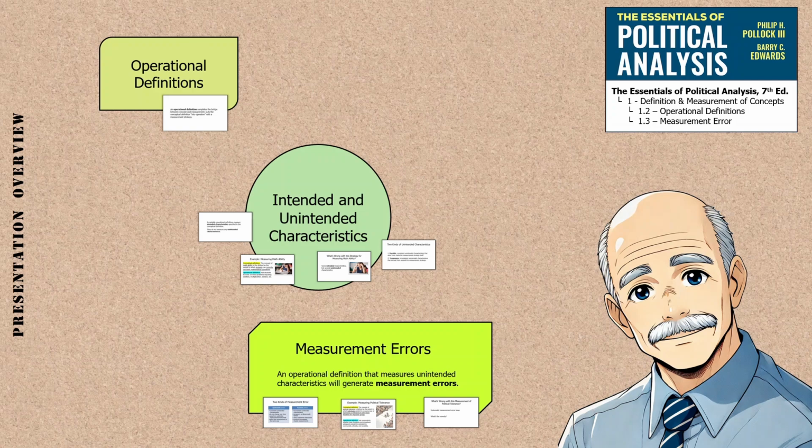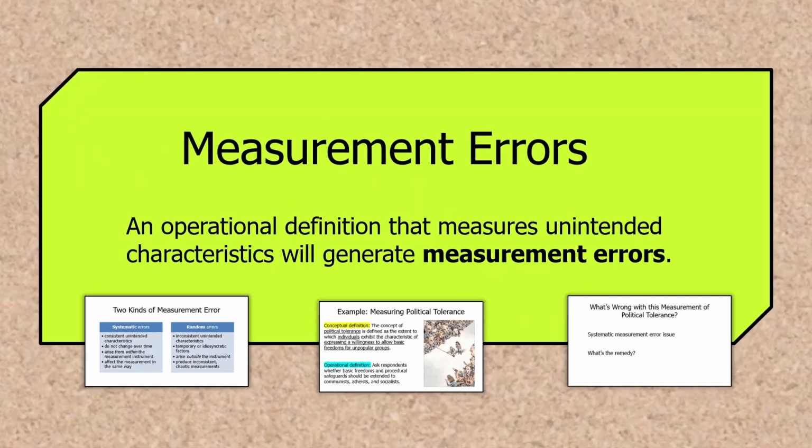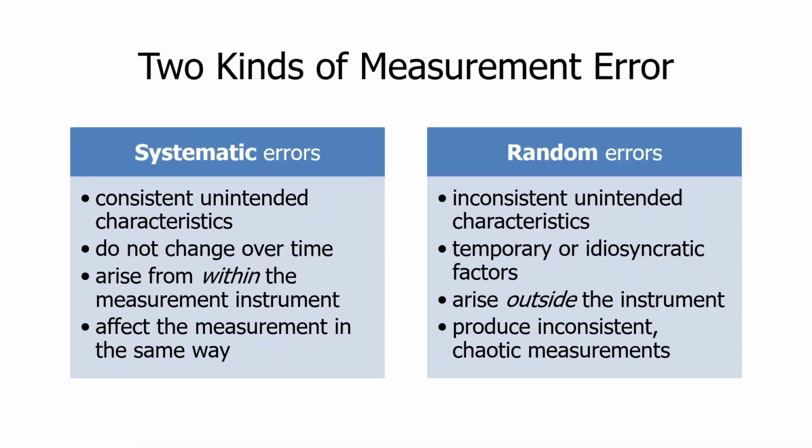All right, with these two kinds of unintended characteristics in mind, we can begin to talk about, relatedly, two kinds of measurement error. Systematic error, systematic measurement error: consistent unintended characteristics. Factors that do not change over time, change slowly if at all. I keep emphasizing this point because this is key: they arise from within the measurement instrument itself. You have to completely reform the measurement instrument in order to get rid of these sources of systematic error. They always affect the measurement in the same way.